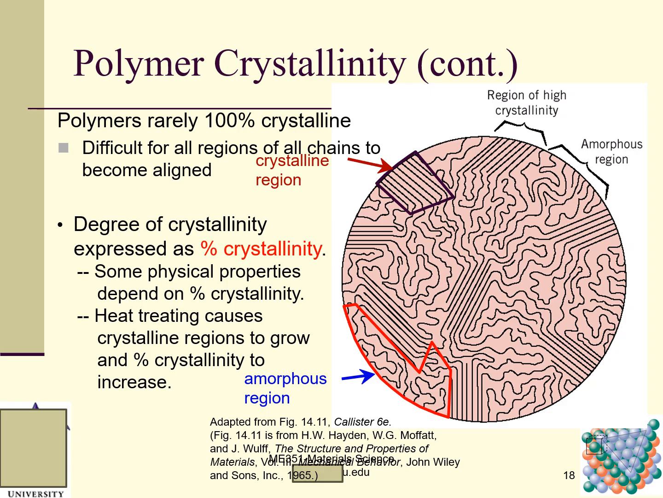This is understandable. Heat treating causes crystalline regions to grow and the percent of crystallinity to increase. It means that if we heat this material, more and more regions will become crystalline regions from the amorphous region. You should know that if we heat treat this material, the crystalline region will be growing in one direction, growing, not decreasing. Be very careful about this statement.